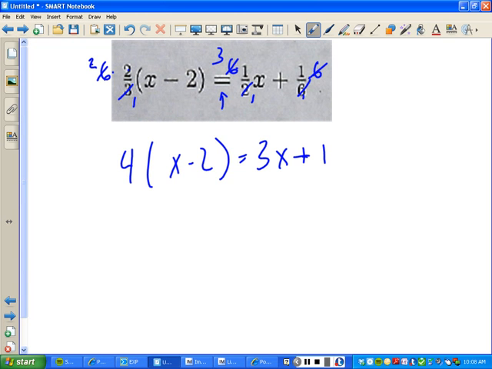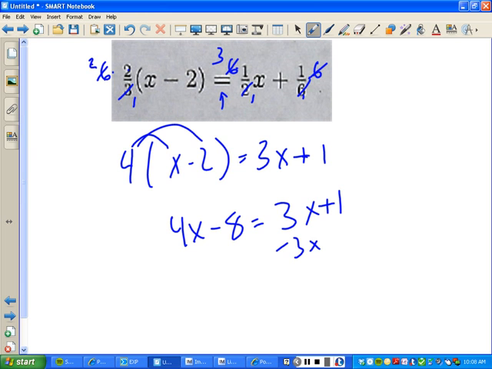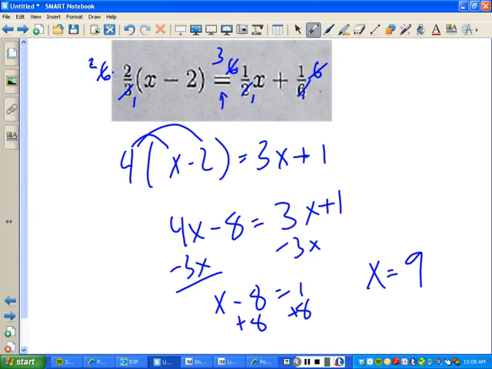Okay. Now from here, we'll distribute the 4. We're going to get 4x minus 8 equals 3x plus 1. Subtract 3x, x minus 8 equals 1. Add 8, x is equal to 9. We okay on that?